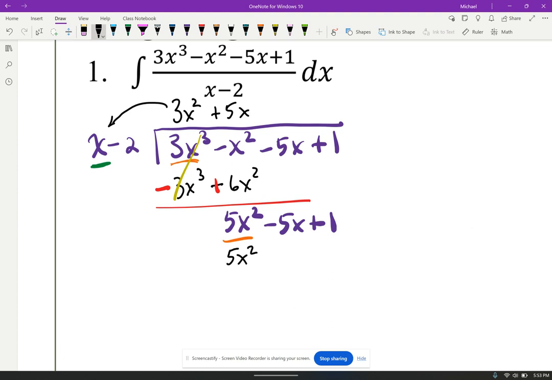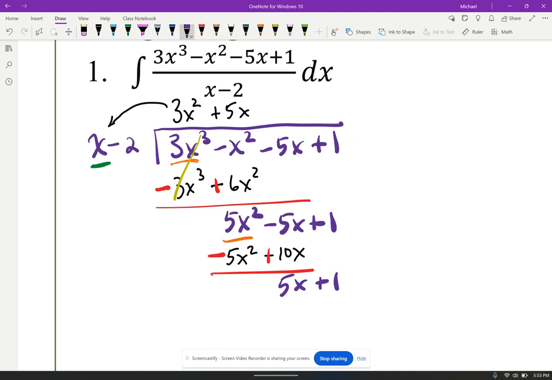But then I also have to distribute this times the minus 2, and that's going to give me minus 10x. I do the subtraction, so minus 5x squared minus a minus 10x, that's going to change it to a plus. And then I get the leftovers here. So this is going to be 5x plus 1.